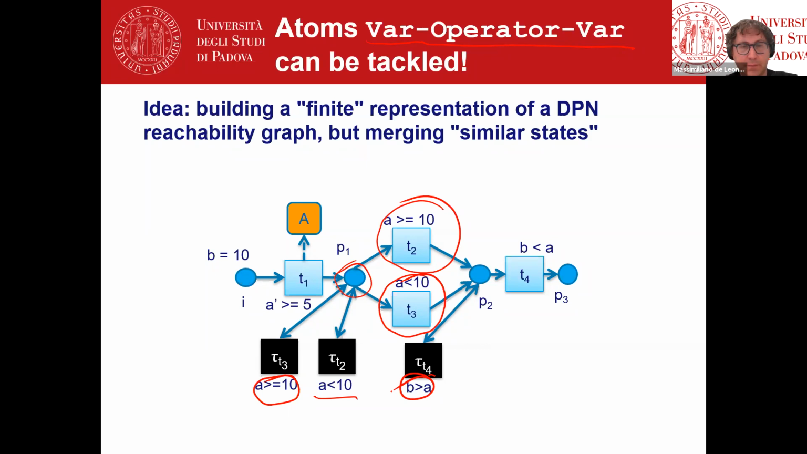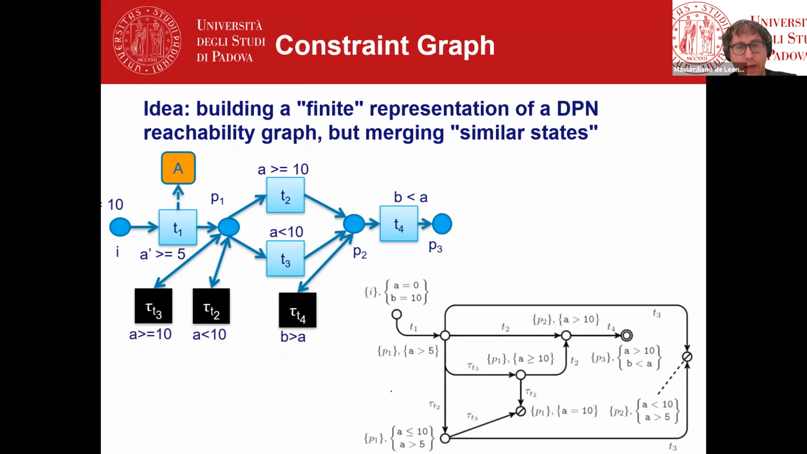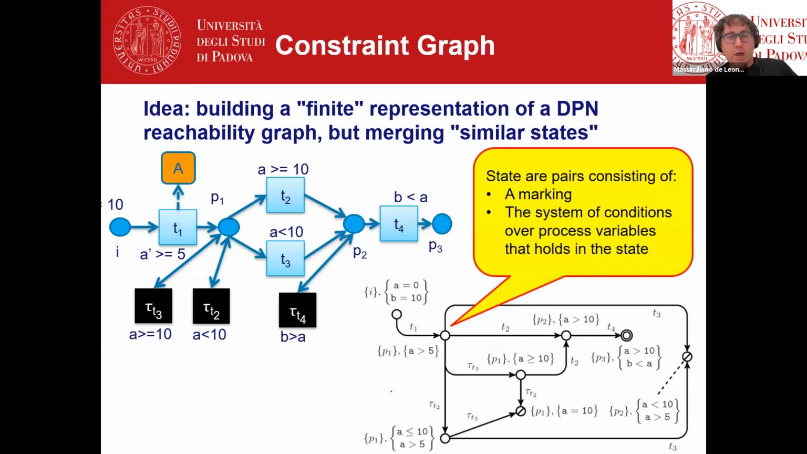So I start from this model and I build what we call a constraint graph, which is this final representation of the data Petri net. Each state on my constraint graph is a pair: the marking that has been reached, and the system of conditions over the process variables that hold in this state.